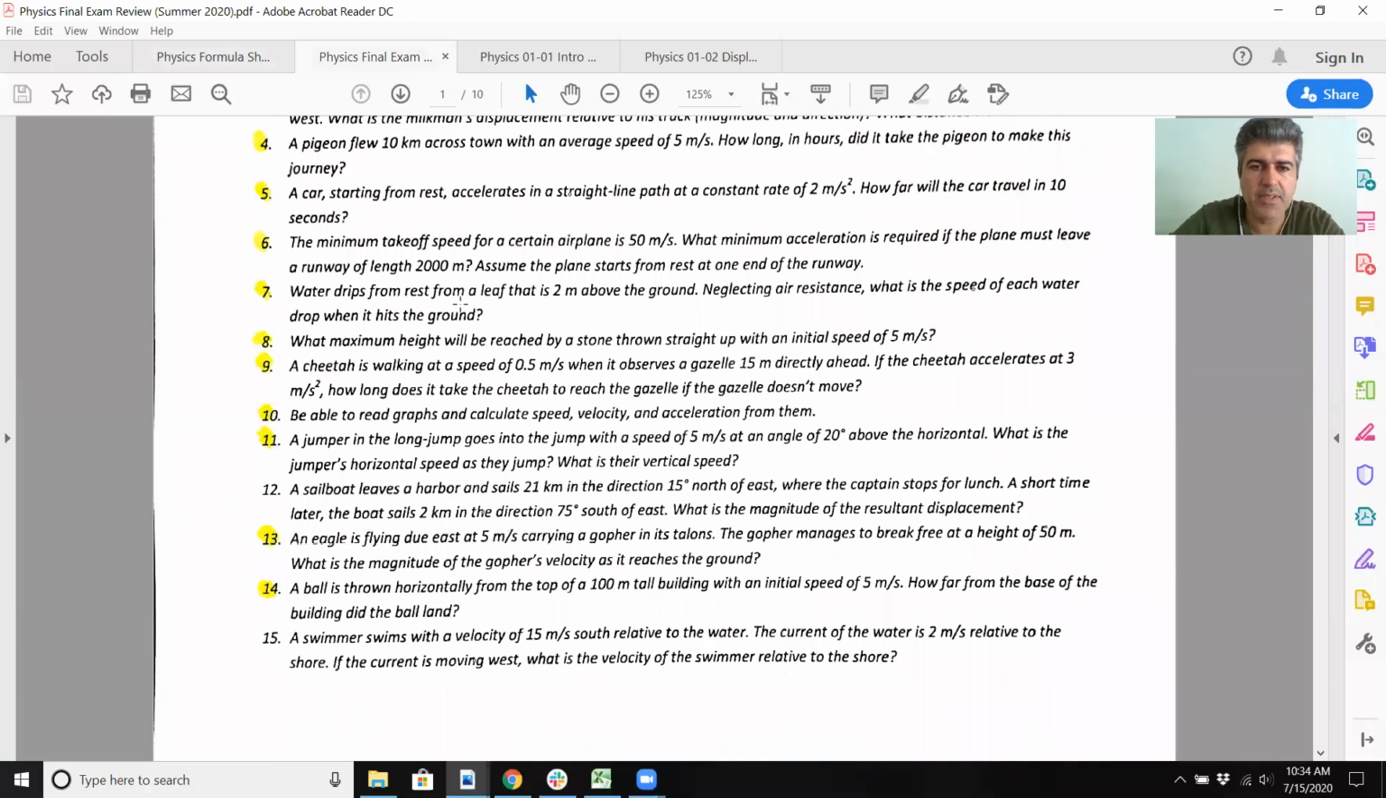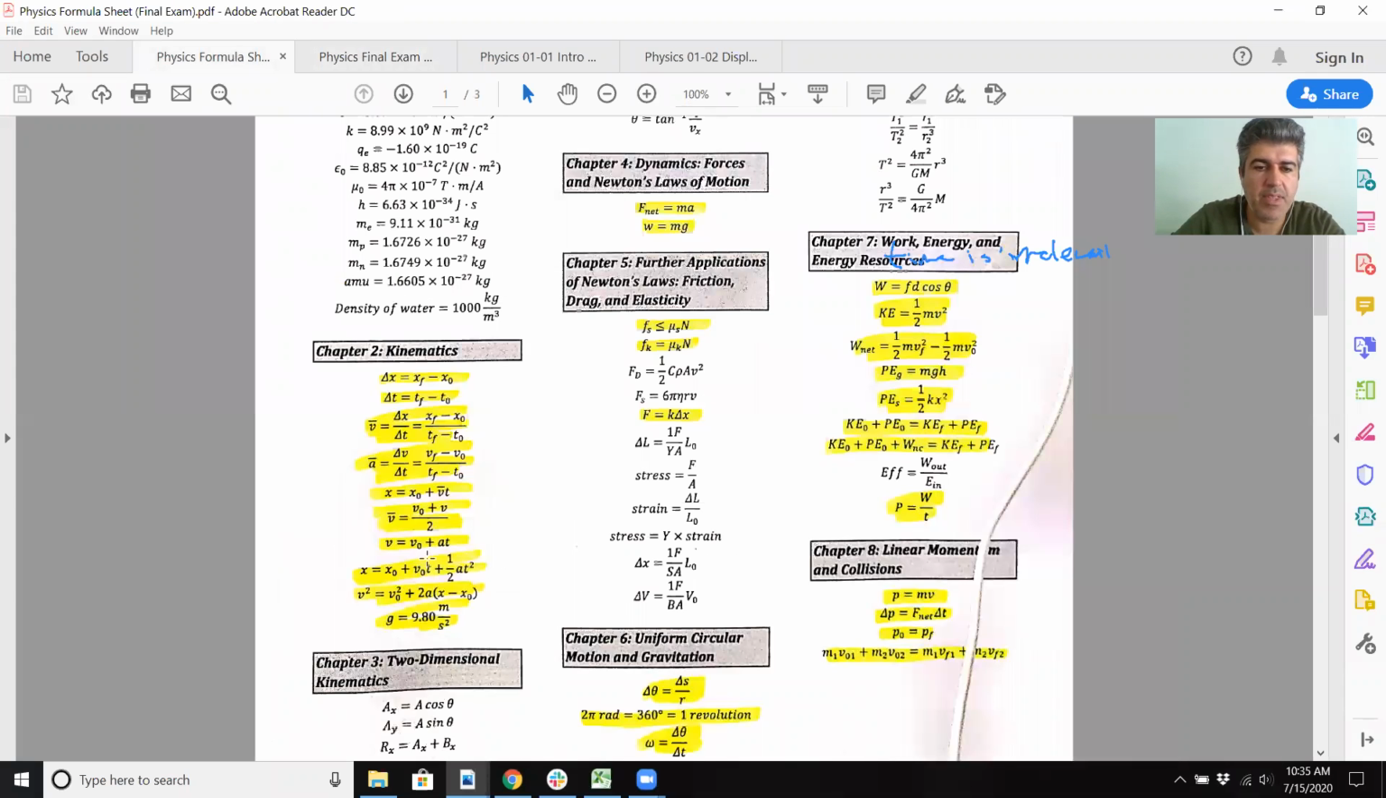If you look at 6, the minimum takeoff speed for a certain airplane is 50 meters per second. What minimum acceleration is required if the plane must leave a runway of 2,000 meters? So the plane starts from rest. So in this case, we're going to use a formula that involves distance, and time is irrelevant. Remember, you kind of figure out whichever one's irrelevant. We did a little table a while ago. So if I look back at my formula sheet, I see that time is not included in this formula.